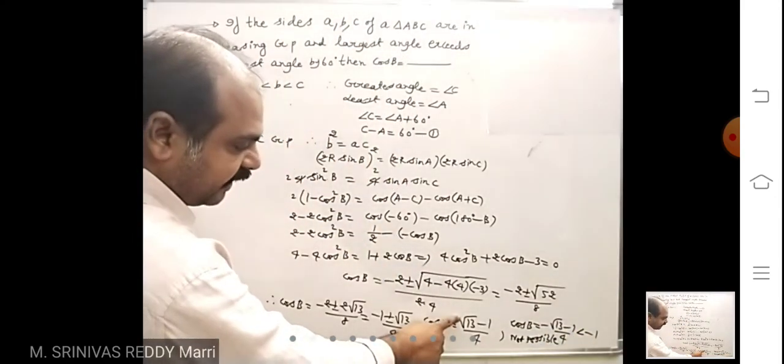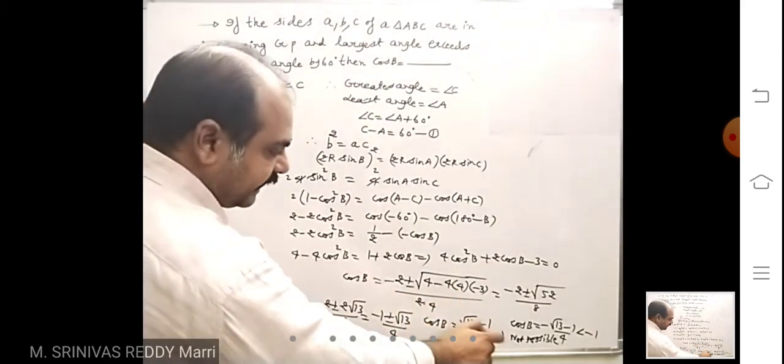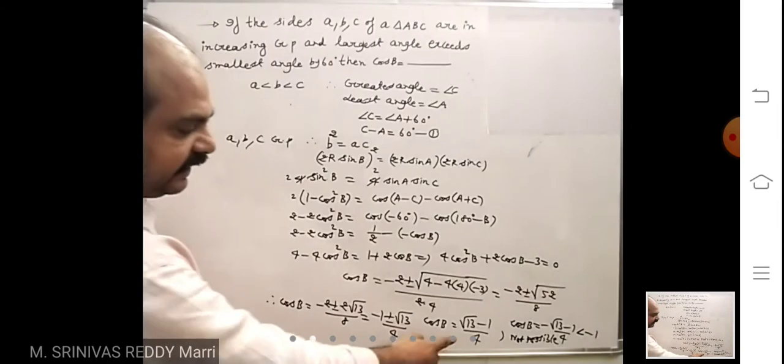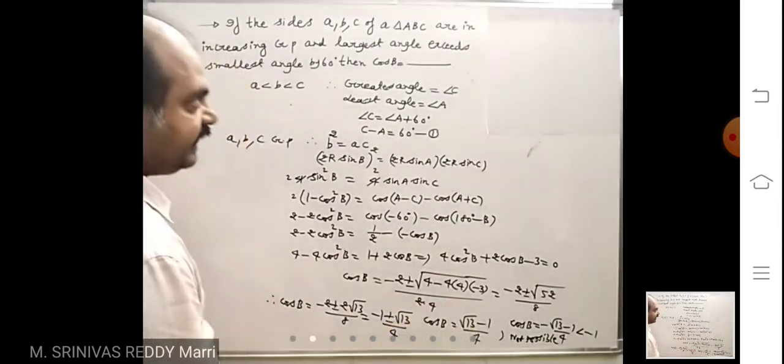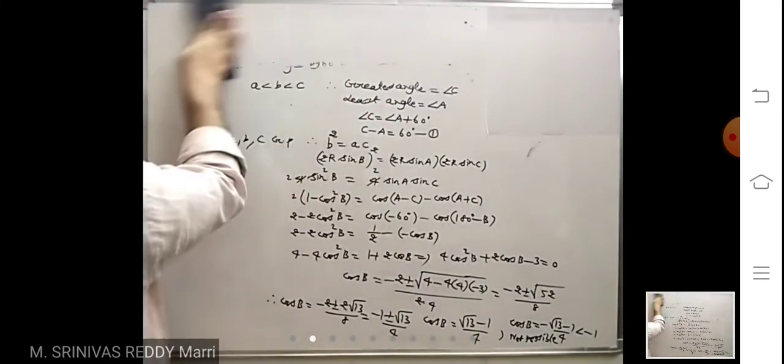If you look at this one, root 13 minus 1 divided by 4, it lies between minus 1 and 1 only. It is a positive quantity and less than 1. Therefore, cos B value is nothing but root 13 minus 1 divided by 4.